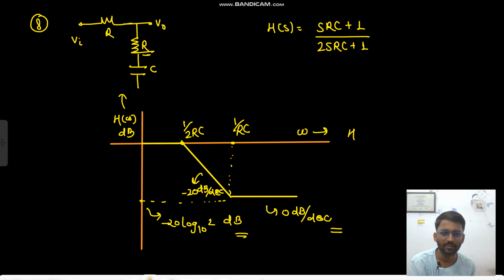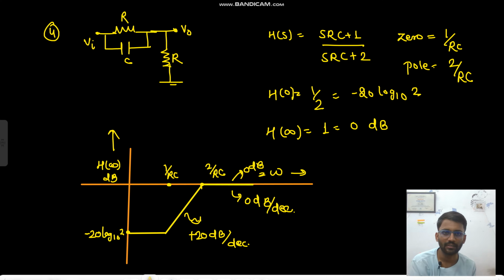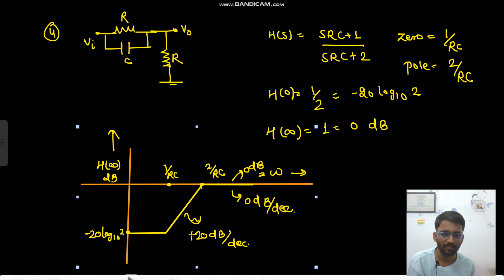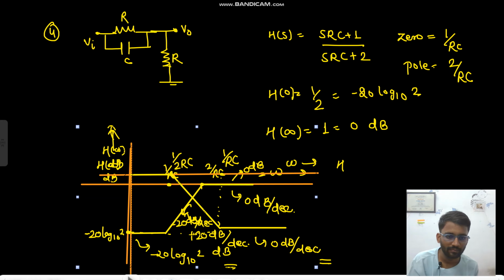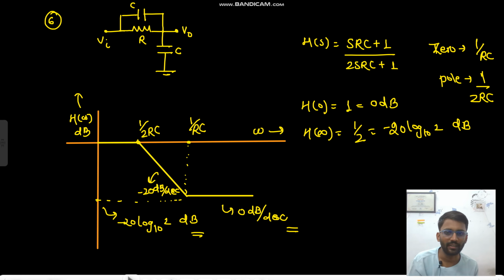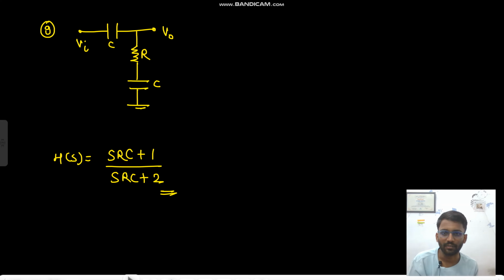SRC plus 1 upon SRC plus 2. This also we have done, I guess. So yeah, this is the transfer function. This also we have plotted. So this will be the same. Yeah, I will copy that later on here.